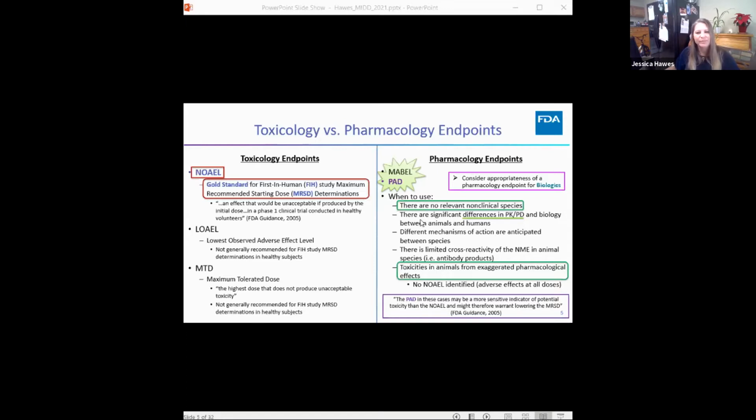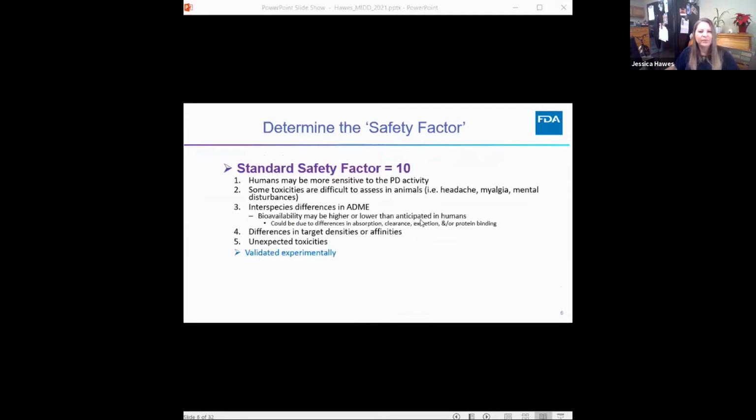subjects in the first-in-human trial for the monoclonal antibody TGN-1412 experienced cytokine storm resulting in serious and life-threatening adverse events, including irreversible brain damage and limb amputation. Thus, for some drug products, particularly biologics, one should consider the appropriateness of a pharmacology endpoint.